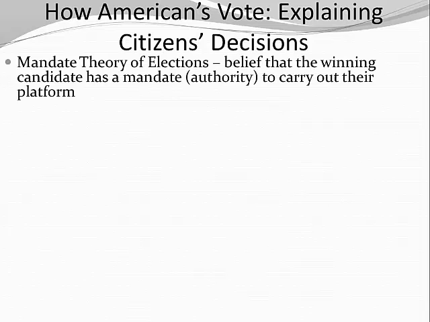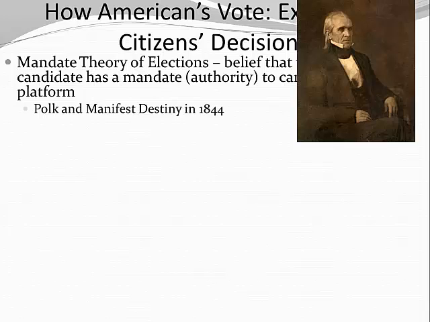There's this theory called the mandate theory of elections, and this is the belief that the winning candidate has a mandate or the authority to carry out their platform. And we really saw this in 1844 when James K. Polk really ran on manifest destiny, and he believed he had the authority to expand the United States. You also saw this in 2004 with George W. Bush with the war in Iraq.